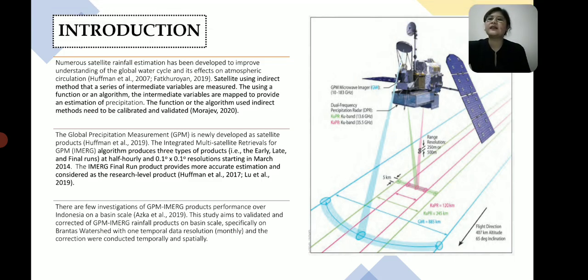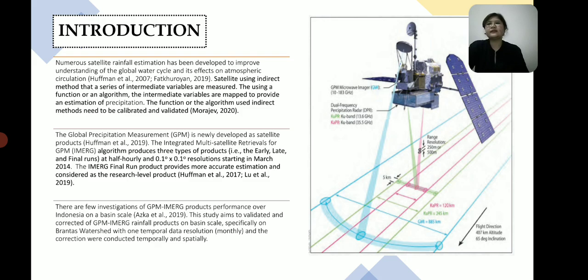The Global Precipitation Measurement, GPM, is a newly developed satellite product with the Integrated Multi-satellite Retrievals for GPM, or we can call it IMERG. The IMERG algorithm produces three types of product: early, late, and final runs, at half-hourly and 0.1 degree resolution, starting in March 2014. The IMERG final run product provides more accurate estimation and is considered the research level product.